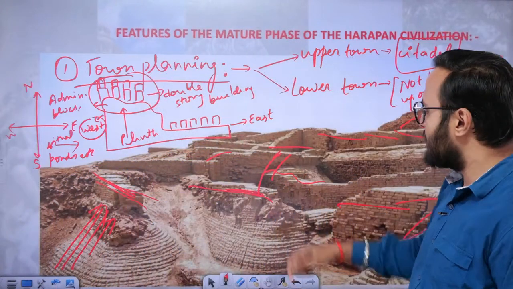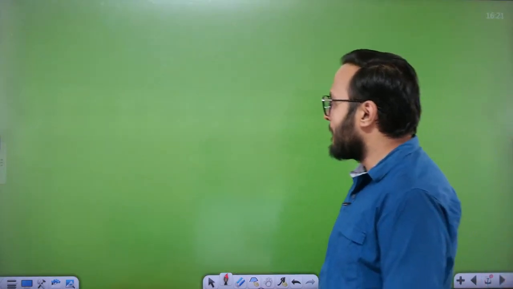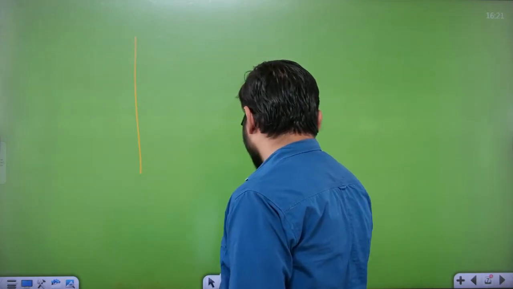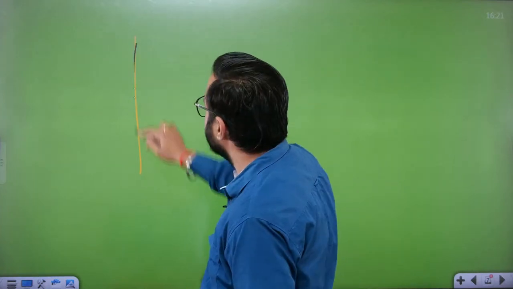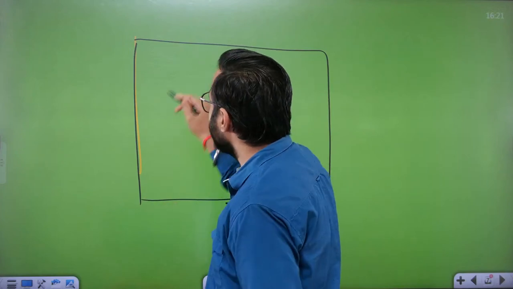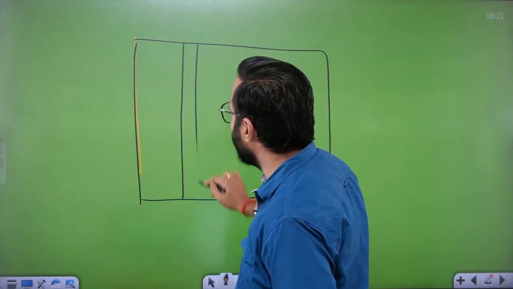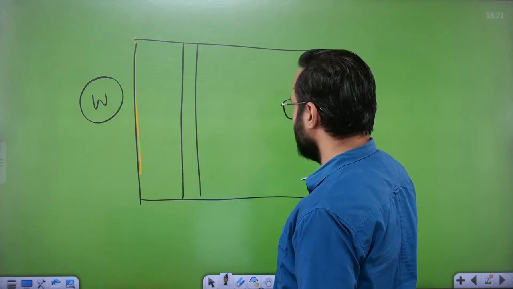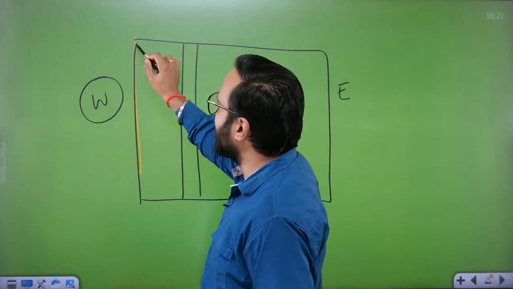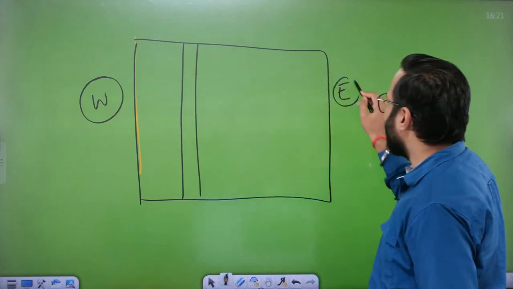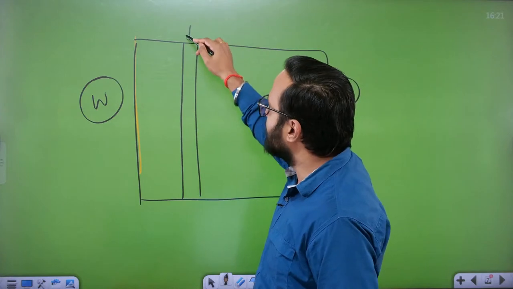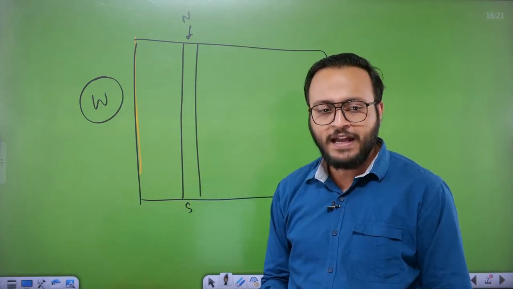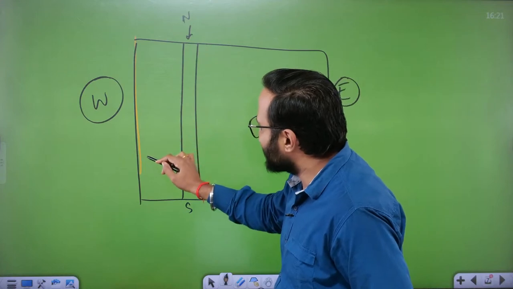And if we talk about the overall structure, let me tell you that this structure was divided into a square shape pattern, into a grid pattern. The town was constructed in a west to east fashion, where the western side had the higher buildings and the eastern side had the lower buildings, and the highways were going from north to south. And here, cutting across the highways, there were small lanes.